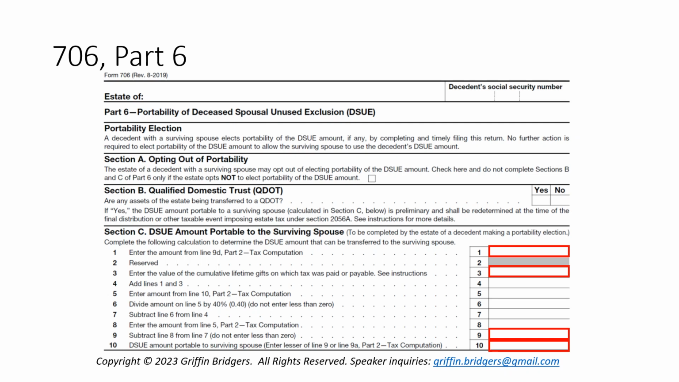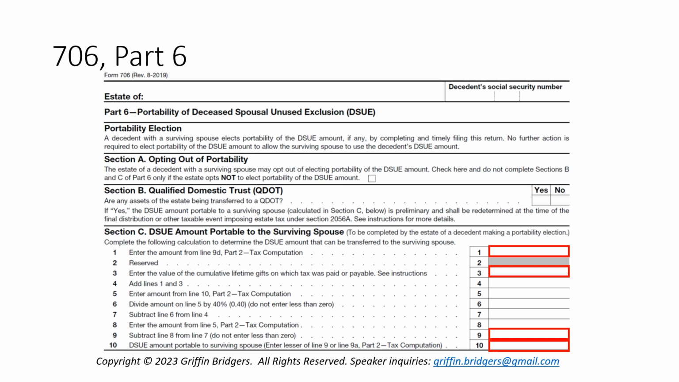So we can see on line 1, it refers back to a previous line, line 9D from Part 2, tax computation. All this is the applicable exclusion amount that the decedent had available, which includes both their basic exclusion amount, currently $12,920,000, and also any DSUE left over from a prior predeceased spouse who had possibly left that.